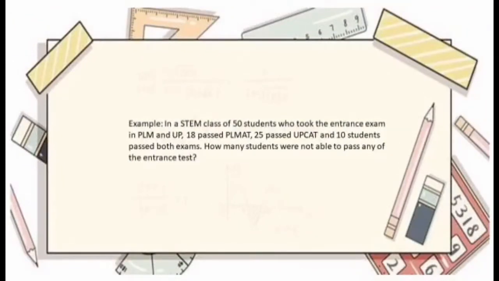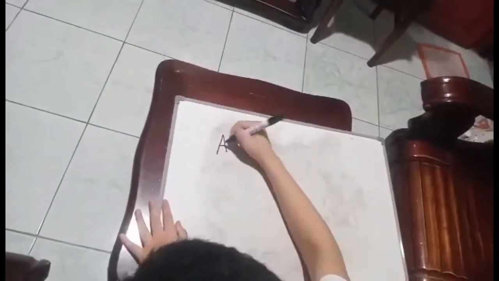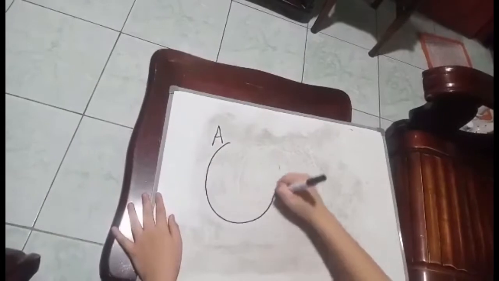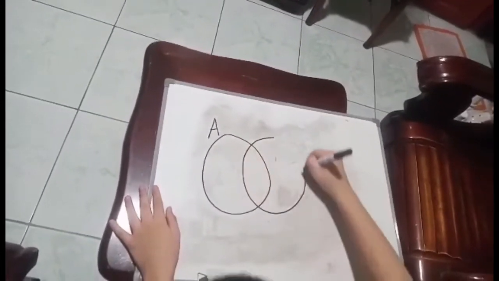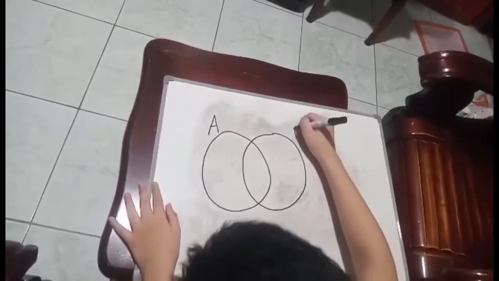For example, in a STEM class of 50 students who took the entrance exam in PLM and UP, 18 passed PLM math, 25 passed UPCAT, and 10 students passed both exams. How many students were not able to pass any of the entrance tests? First, we need to make a Venn diagram to illustrate the problem. Since we have two sets here, let the first set A be PLM math and set B be UPCAT.